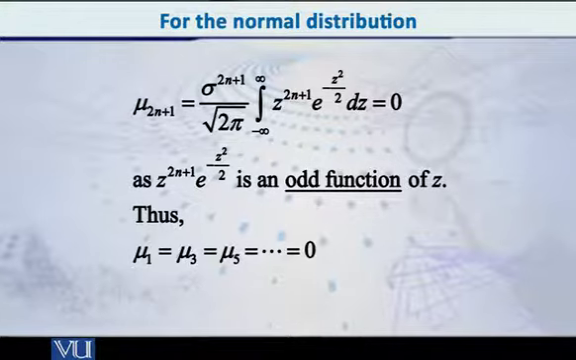This brings us to the end of the first part of the theorem, and we have proved that the odd order moments of the normal distribution are 0. And for the other part, we will have a long derivation separately.